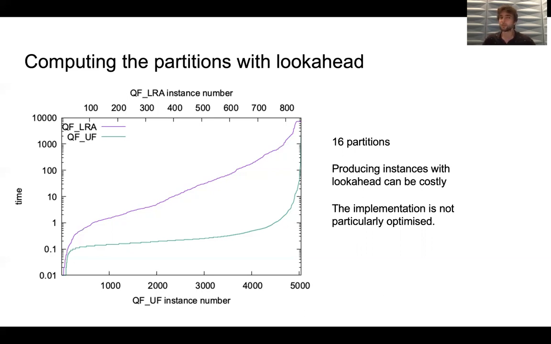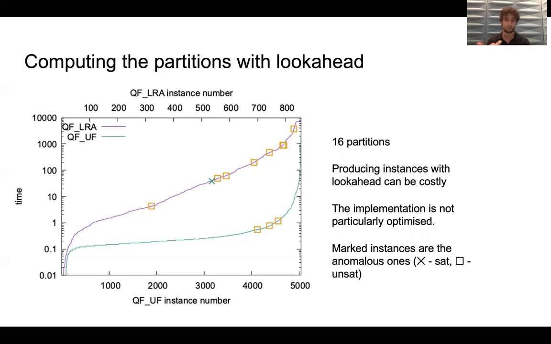The not so good news is that for linear real arithmetic it seems to be quite expensive. Half of the time we can do it in less than 10 seconds, but then there are some outliers that take a lot of time. I have to say that the implementation is not particularly optimized. You might also be interested in seeing where the anomalous instances that I showed a little while ago were. They tend to be on the harder side of the partitioning algorithm as well.